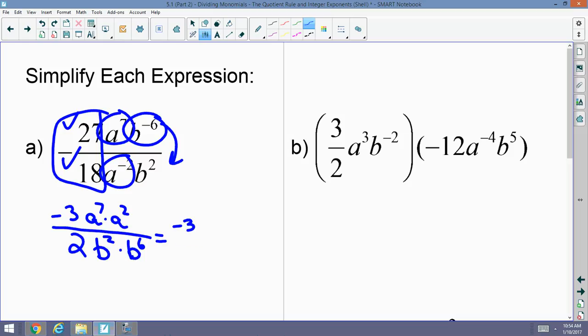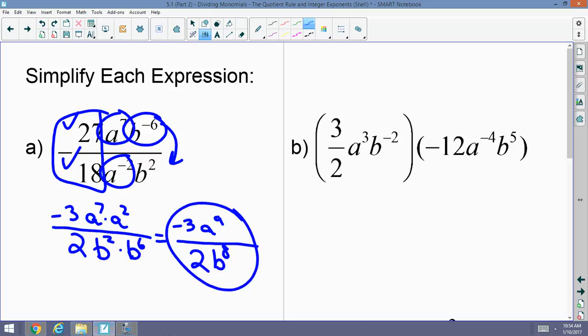So I got -3 halves. A to the 7 times a to the 2nd is a to the 9th. b to the second times b to the sixth is b to the eighth. Now, I see a few of you going, oh my God. No, think about it.